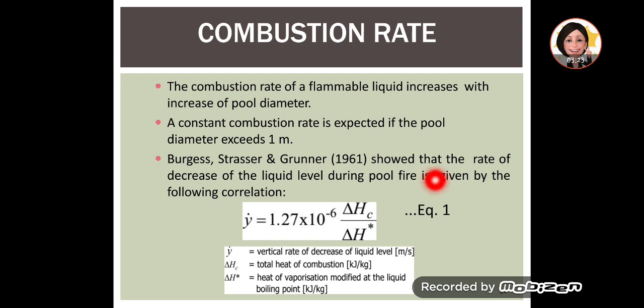So this one is for combustion rate. The combustion rate of a liquid increases with the increase of pool diameter, because obviously there will be more carbon source when the diameter is bigger and spread out, so the rate will be faster. A constant combustion rate is expected if the pool diameter exceeds 1 meter. So this is the equation to calculate combustion rate, which is self-explanatory. It's given down here.